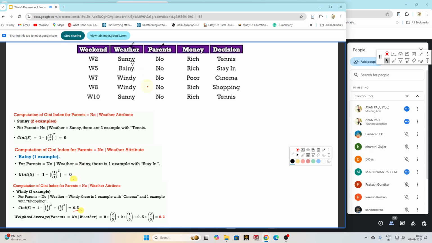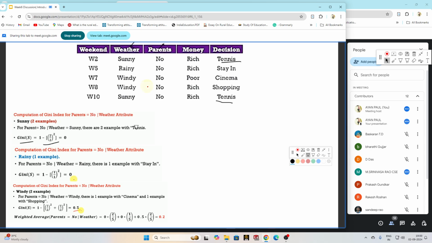Now you can see we have the weather attribute. How many sunny examples do we have? We have 2 sunny examples, 1 rainy example and 2 windy examples. So again we will calculate the Gini index for the sunny attribute, the Gini index for rainy, and the Gini index for windy. Whenever we are taking the sunny attribute, whenever your attribute is sunny, we have both the tennis decision.